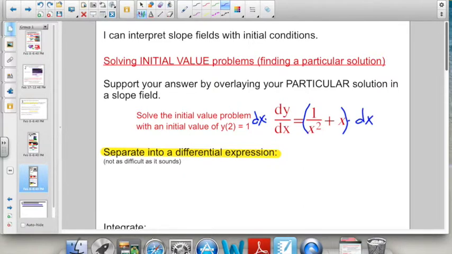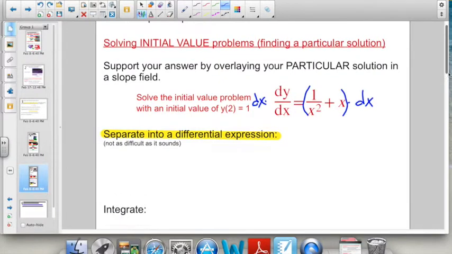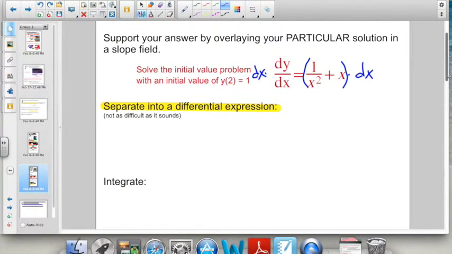We're really not multiplying. We're doing something really fancy that's called separating the differentials. Anytime you see a little d, that's a differential expression, right? We took the deltas and replaced them with d's way at the beginning of the year. It's really mathematically the same as multiplying through, just what Noah said. But we really technically call this separating the differential equation. So when we separate it, we end up with dy on one side and 1 over x squared plus x dx on the other.